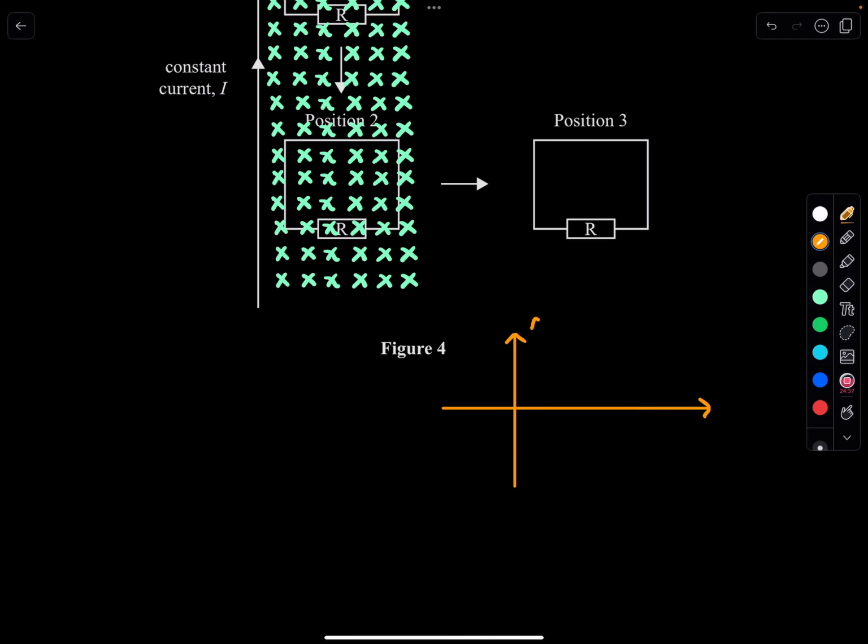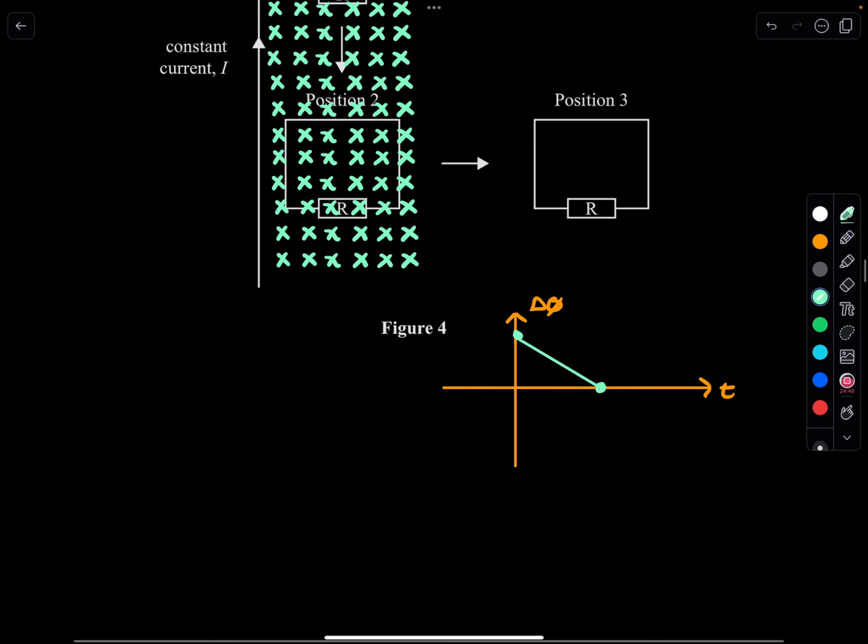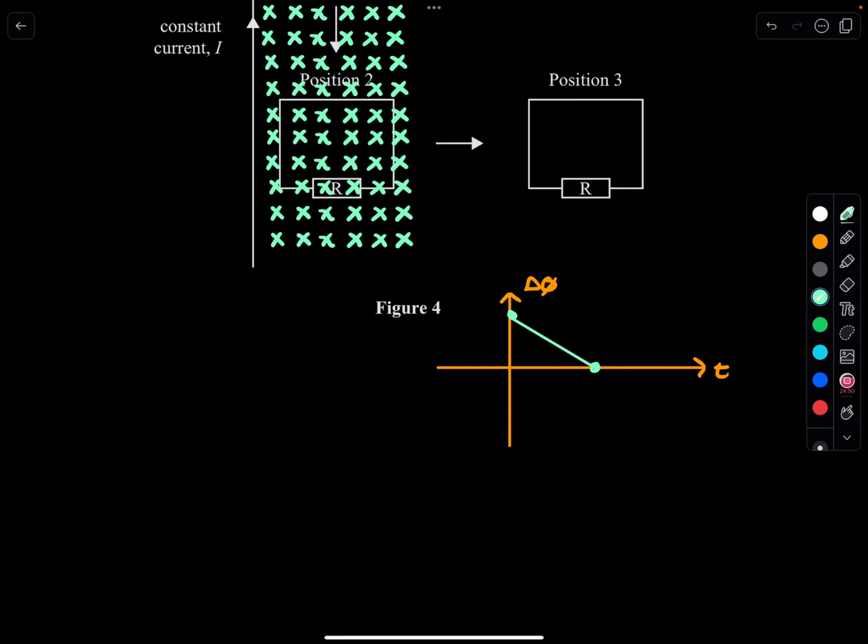So, changing EMF against time will look like this. It started at its maximum, but it's going down at a constant rate and then approaches 0. Remember, what is its gradient? We can see its gradient is negative. And remember, to find the EMF, you have to plot the gradient times negative. So if the gradient is negative, the EMF is going to be positive.